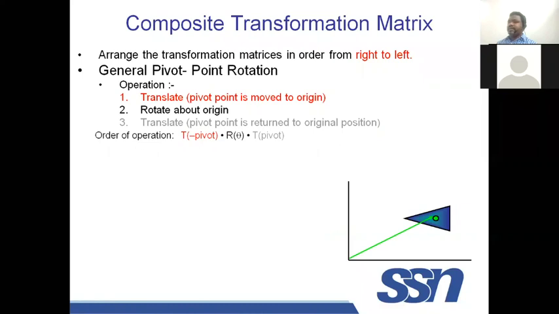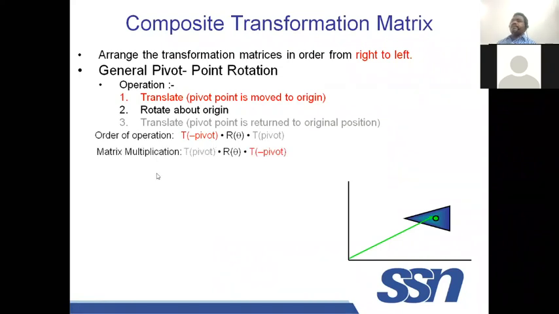Why we are doing it? Because the rotation matrix with respect to the origin is known to us. The order of operation is written here. First one, the pivot point is moving to the origin. Rotation with respect to the origin, and translation again means we are moving it to its original position. This is the order of operation.